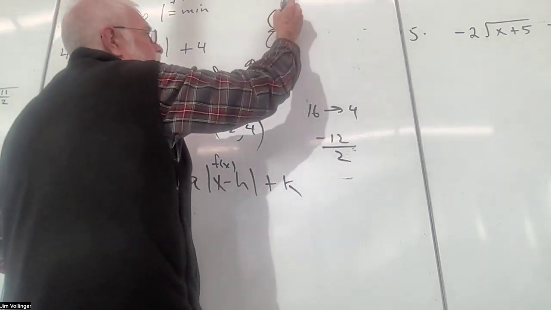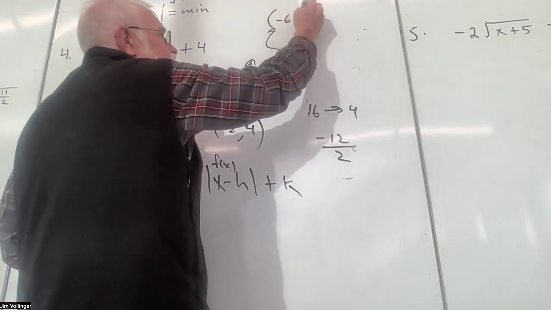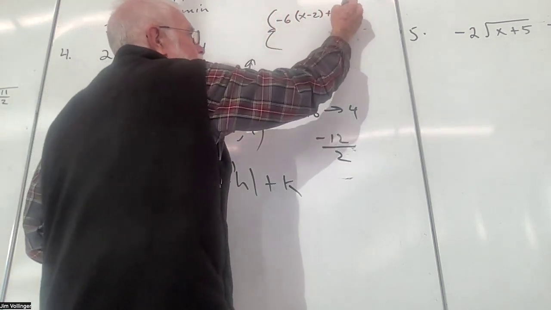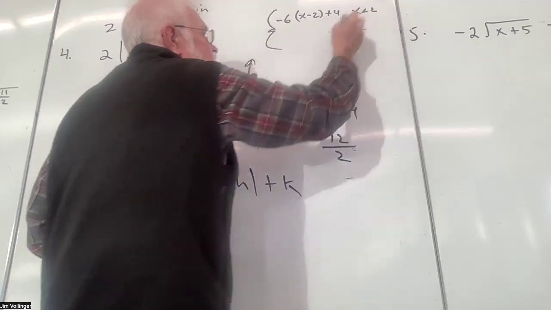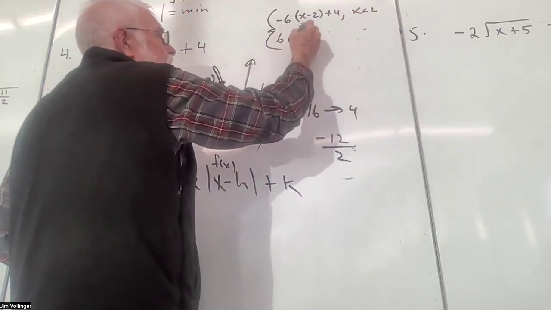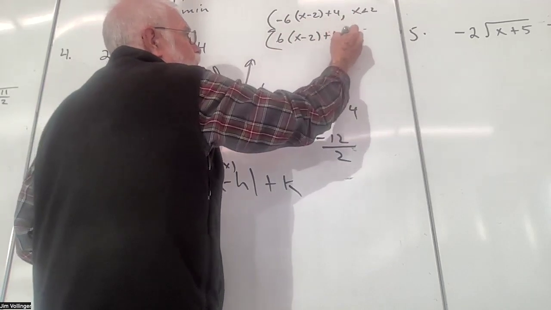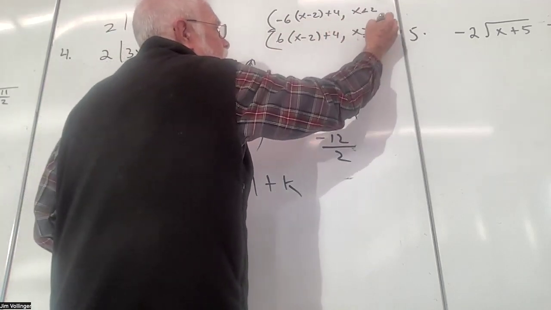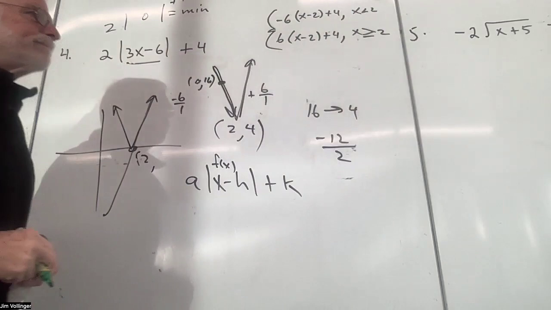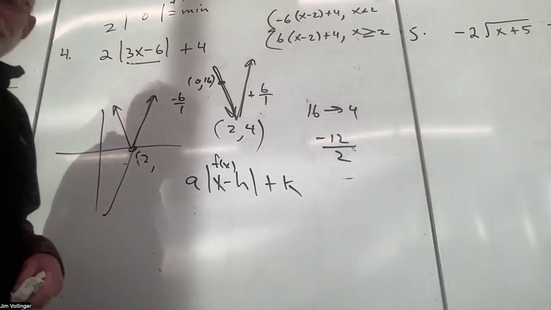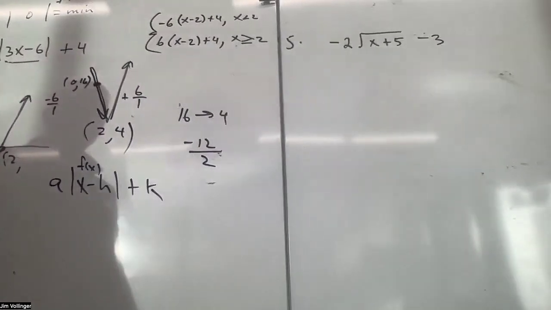Where I'm going down at 6 on this side and I'm passing through (2, 4). And that is only true when x is less than 2, and I'm going up at 6, including the (2, 4). And now we're talking piecewise functions. Bunch of things asked there. And I could easily solve piecewise functions.